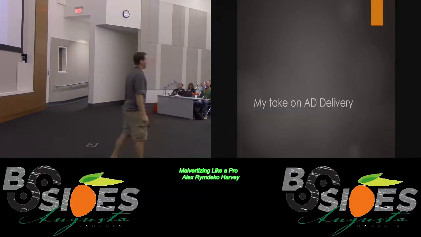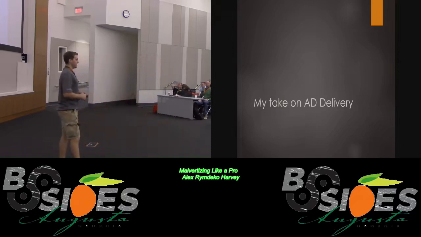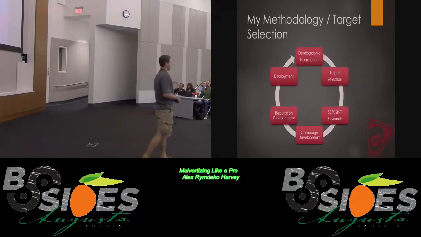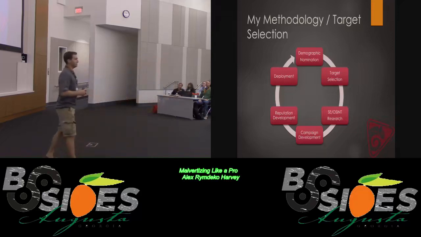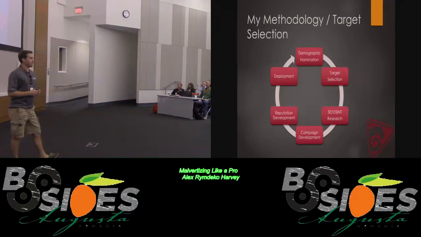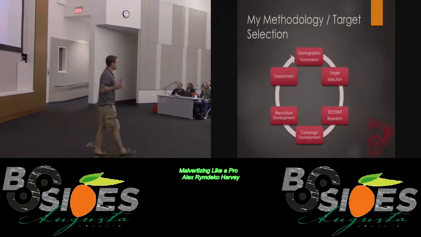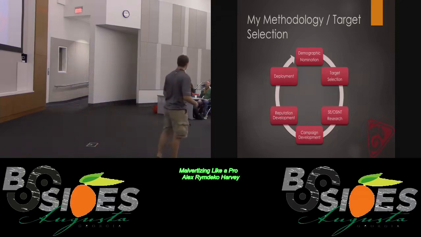So now we covered some of the basic core fundamentals, stuff like that. Let's take a look at how I went about delivering an ad targeted-wise. So I built a simple methodology and I kind of stuck to it. I knew that I needed to select a demographic location, and I knew that I needed to select a target within there, and I knew that I had to do some basic OSINT research, develop a campaign from it, and then build some reputation development.